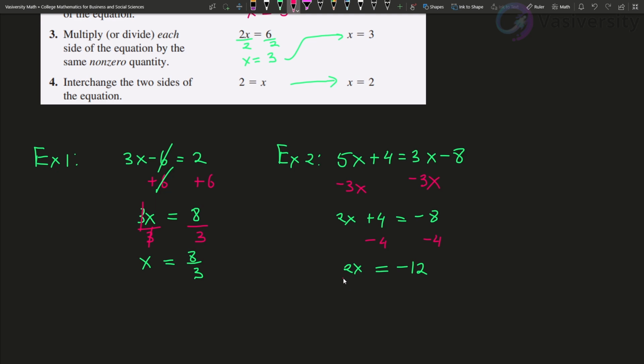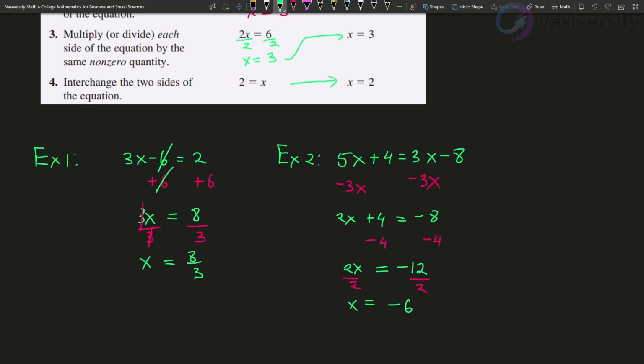Okay, and now let's go ahead and divide both sides by 2. So we're going to have x equal to negative 12 divided by 2, that is negative 6. So our answer for this example would be negative 6. Okay, perfect. And so essentially what we were doing right now is we were solving a linear equation, and we were finding the x value for the linear equation.